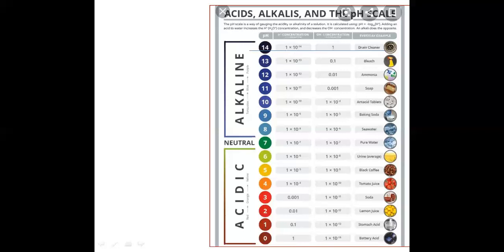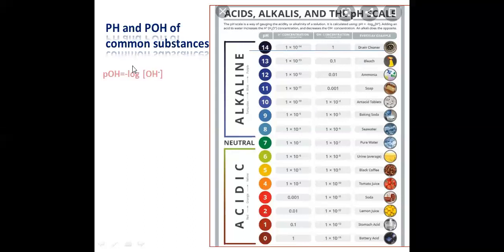The smaller the pH, the greater the hydrogen ion concentration. I am doing the first one for you so that it will be easy for you to understand the concentration and the pH and pOH of these substances. pH and pOH of common substances. The first example is drain cleaner.